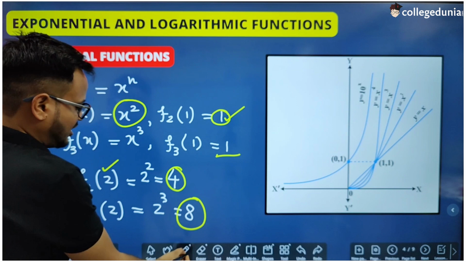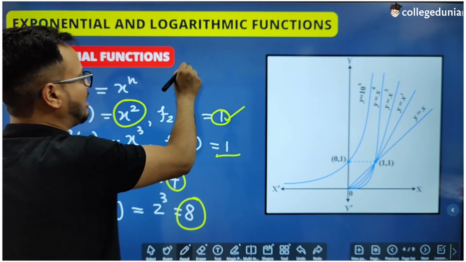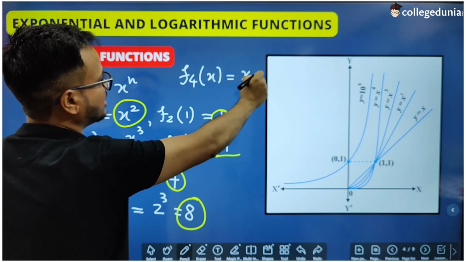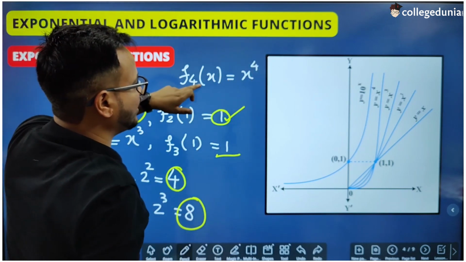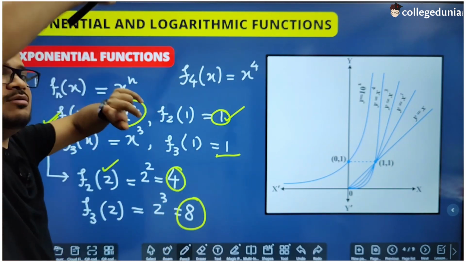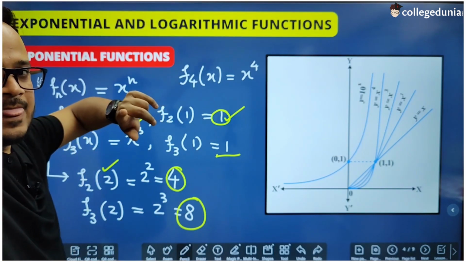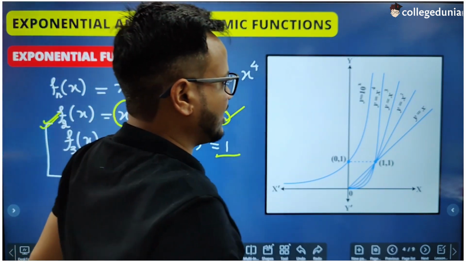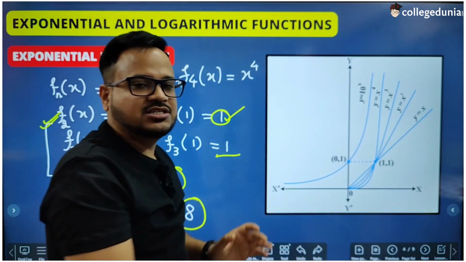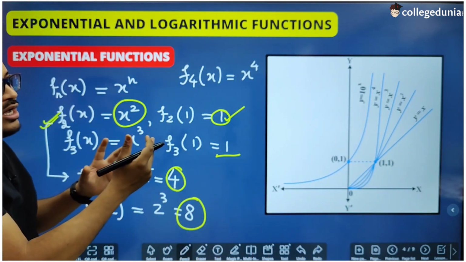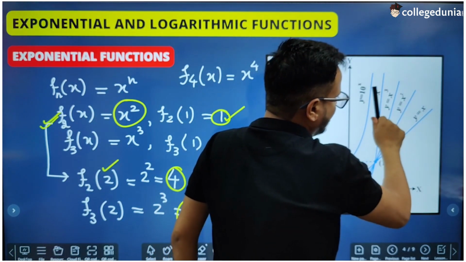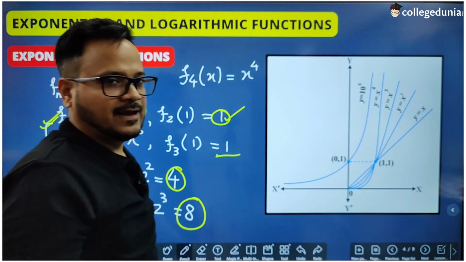Now suppose let us take one more example. If we take f4, which is x to the power 4, and put 1 here, you will get 1, but for 2 you will get 16. So it is increasing more rapidly, it is growing more rapidly, right? That's why the graphs are like this. For the same change in x, the change in y will be more when the power of x is more. So the graph is shifting towards the y axis, right?